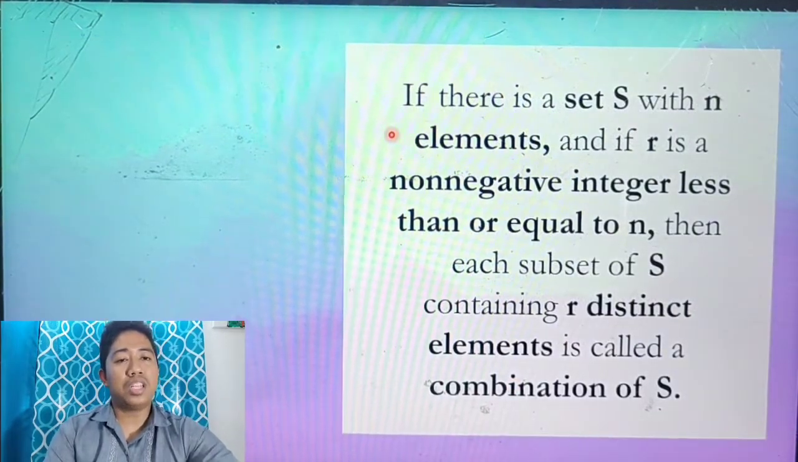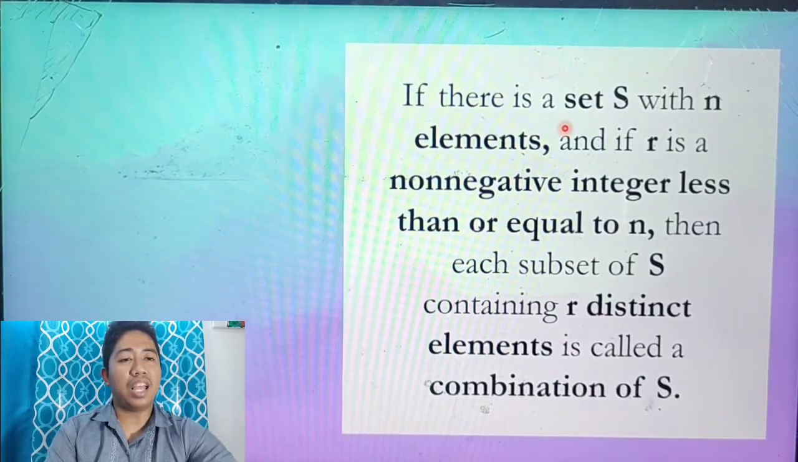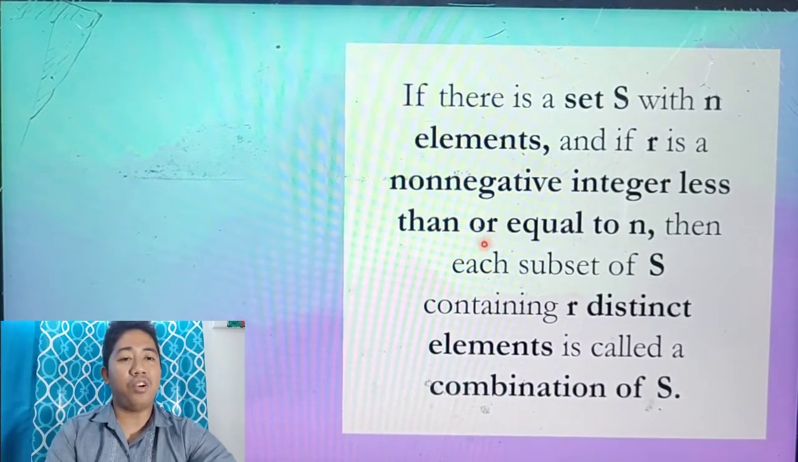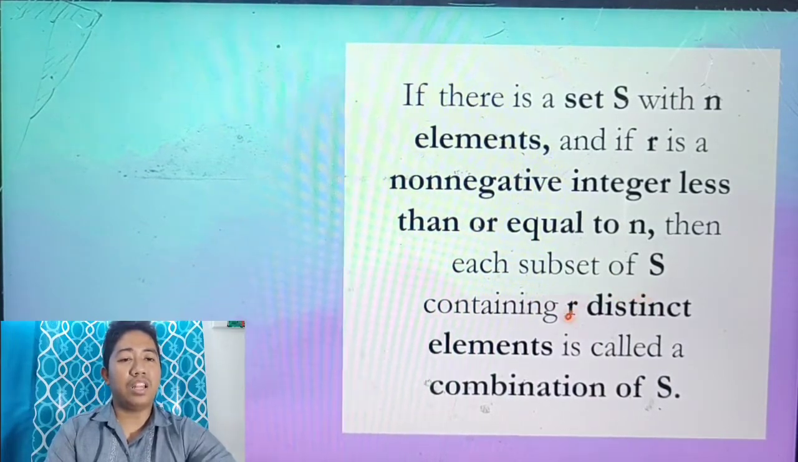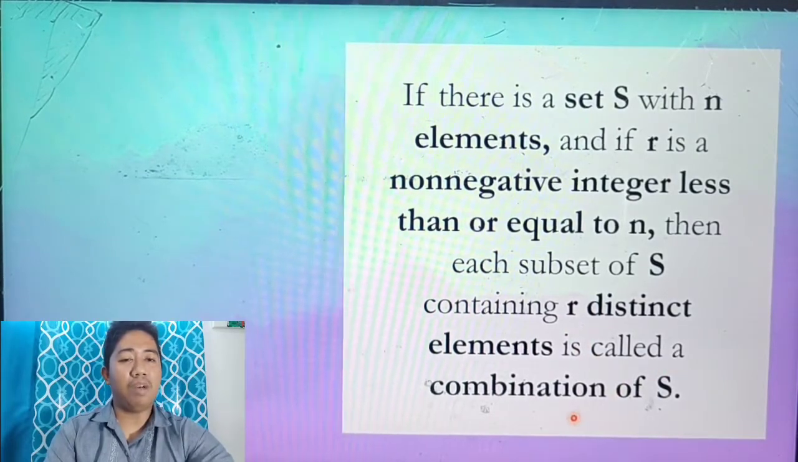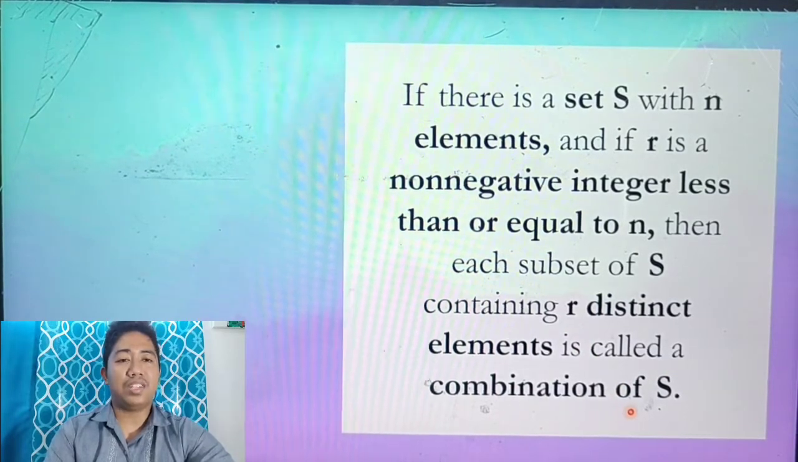So in combination, it states that if there is a set S with N elements, and if R is a non-negative integer which is less than or equal to N, then each subset of X that contains R distinct elements is what we call a combination of X.